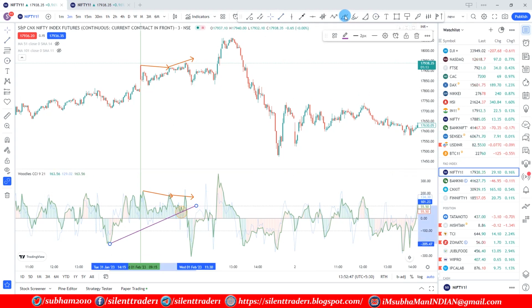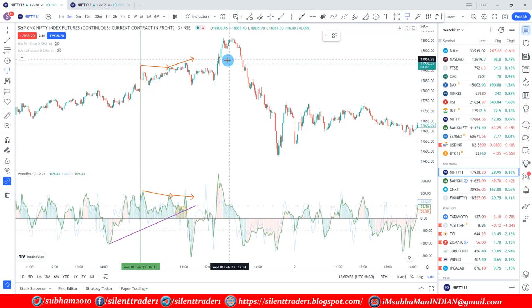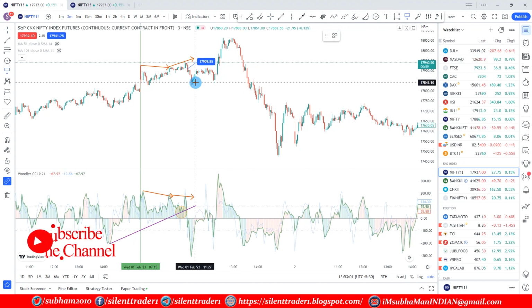Line drawn and execution point was at 17909 area. Low made 17836. Again remembering our target is 20 points, that means it's all target hit.